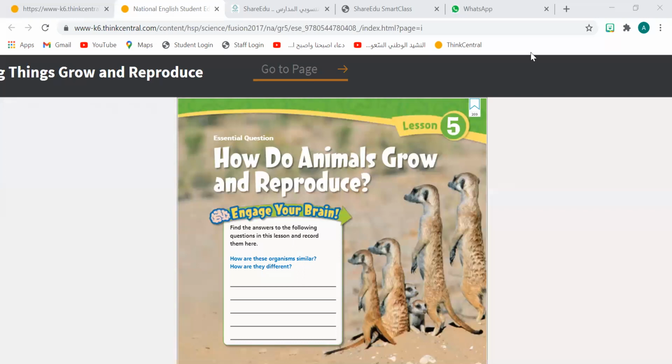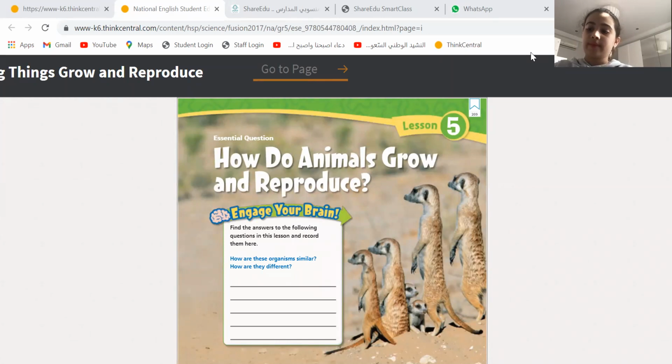What ideas come to your mind when I say how do animals grow and reproduce? Do they have the same way to grow and reproduce? Every animal? Or are they different? No, they're different. Yes, very good, very nice. They are very different. How are they very different? Can you explain more, please?